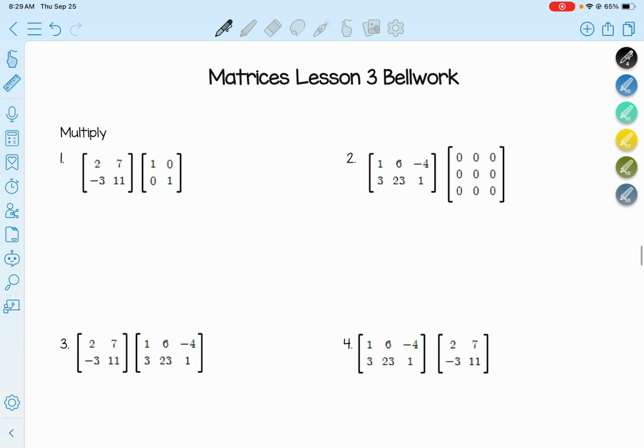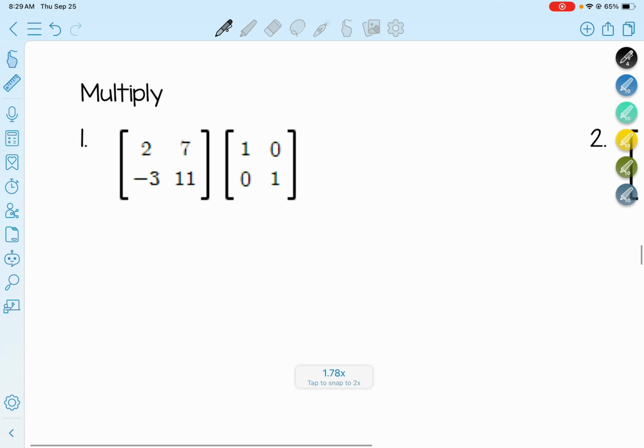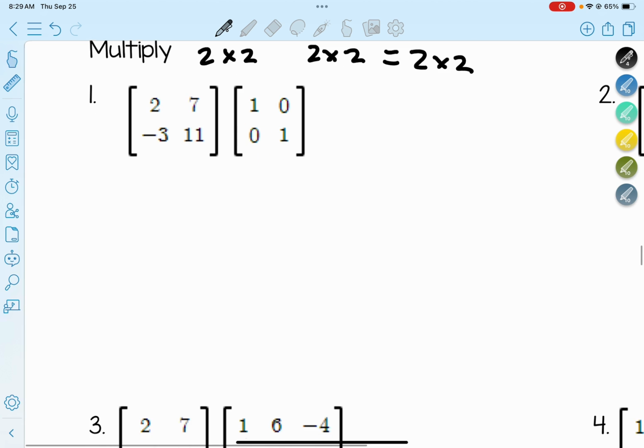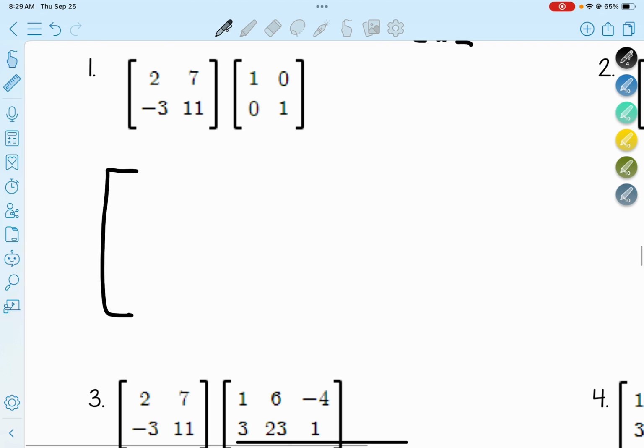If we look at numbers 1 through 4, we want to multiply them. So first thing we want to see if it's possible. We can see that the first matrix is a 2 by 2 and the second is a 2 by 2. Since these two in the middle are the same, we would have a resulting matrix of a 2 by 2. Thus, when we multiply them, I would go 2 times 1, which is 2, 7 times 0, which is 0, so that just leaves me with 2.